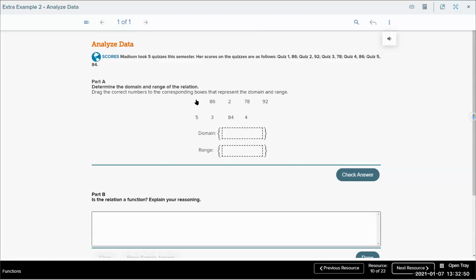So they gave us this drag and drop stuff. All the domain numbers would be the numbers that relate to the name of the quiz. And then there are 5 quizzes, but now I've only got 1, 2, 3, 4 numbers left. That's because on quiz 1, Madison got an 86, and then on quiz 4, Madison got an 86 again. But all of these quiz scores are the output values, so we'll drag them into the range. And then if we're asking ourselves, is it a function? Well, since I started with the quizzes, that's my domain, and I ended up with quiz scores, is there any quiz that has more than one score on it? Nope. Each quiz has exactly one score, so it is a function.